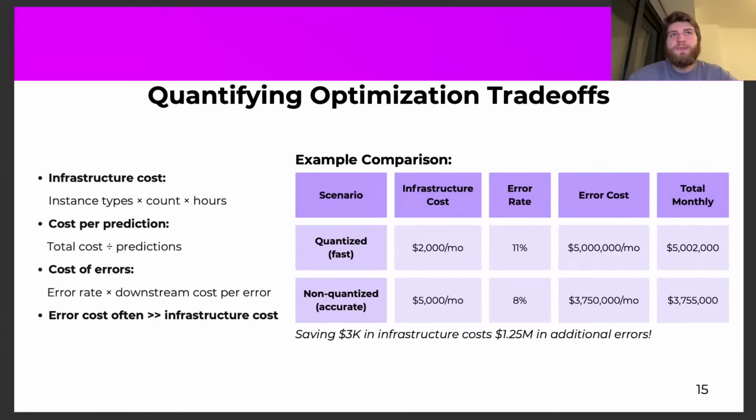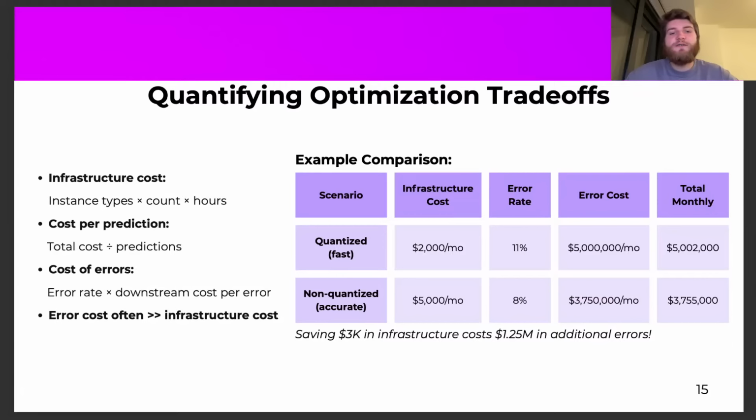Now let's talk money. Every optimization decision is ultimately a business decision at the end of the day. Here's a framework for quantifying trade-offs. Let's start by calculating current costs. Consider infrastructure costs. What instances are you running? How many? What's your monthly bill? Then calculate a cost per prediction.